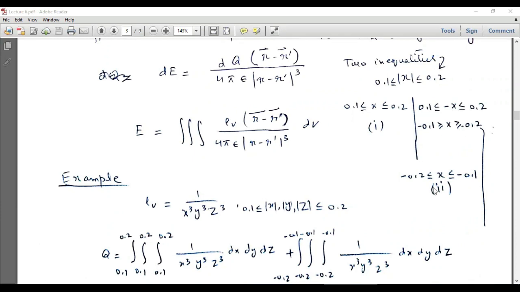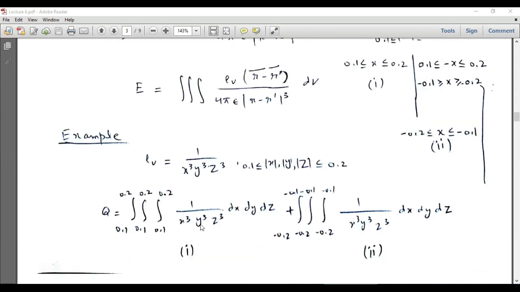Now we have to reverse the two limits to get the same convention as we are using over here. So first we will have less than or equal to, then we will have less than or equal to. In order to use the same inequality sign, we have to bring this minus 0.2 to the left side and minus 0.1 to the right side. So this is the second inequality.